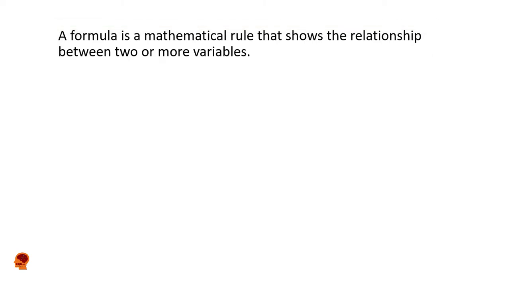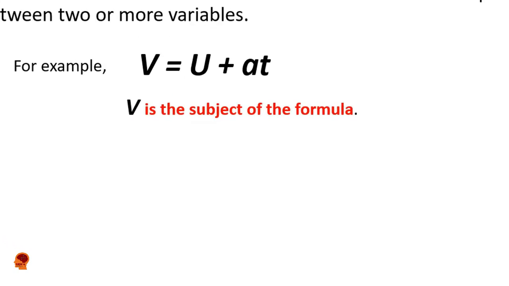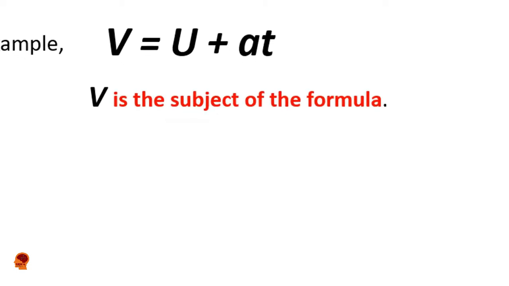For example, a formula that is often used in physics is V equals U plus AT. Now, this is the formula for calculating velocity. Okay, that's not what we're doing actually, but I want to use this formula to explain changing the subject of a formula. Now, in this formula, V is the subject of the formula. It is written on its own on one side of the equation.